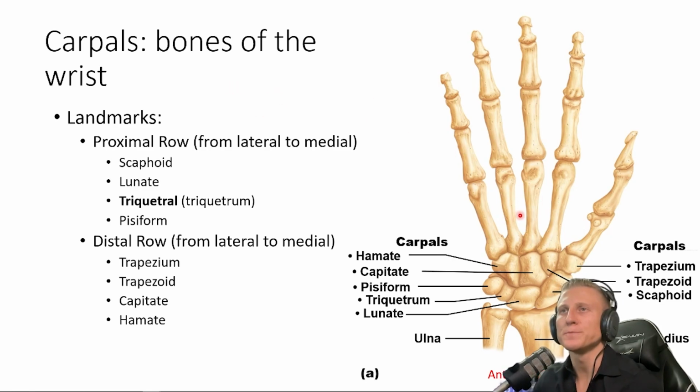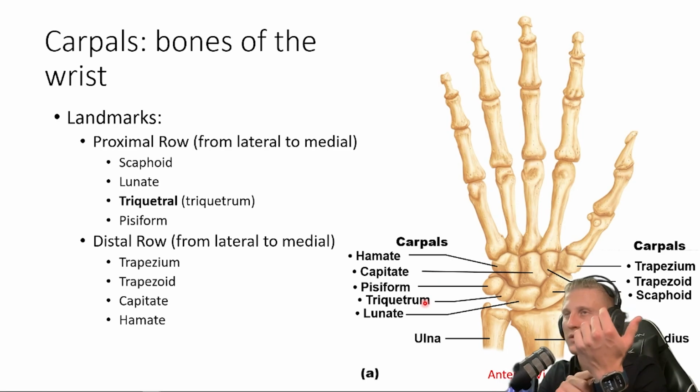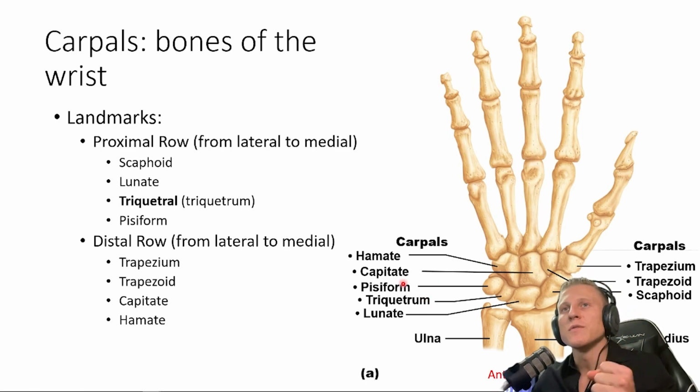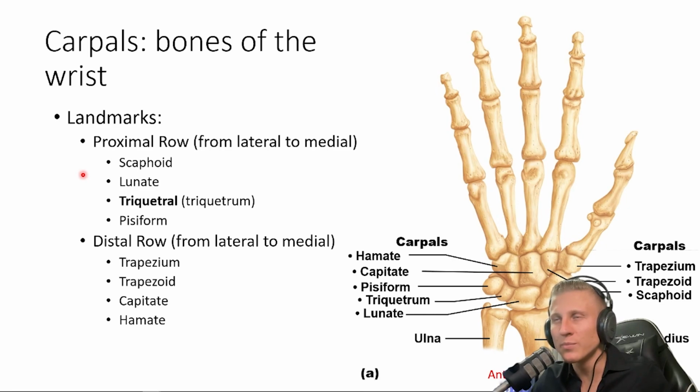So when it comes to the carpals, think of these as your wrist bones, okay? And then this would be the palm of your hand, and then these are your digits up here. We have the proximal row, okay, the row that is closer to the midline, so it is the first row, or it is the part towards the lower portion of your wrist, closer to your forearm. We have 4 bones. We have scaphoid, lunate, triquetral, weird word, and pisiform, okay?